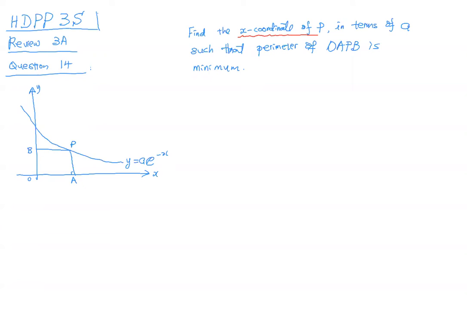Ishan, is it any X coordinate of P? What is the criteria? I want to find the X coordinate of P for what situation? The perimeter is minimum. Okay, so the perimeter is minimum. So this is what I need to find. This is the situation.